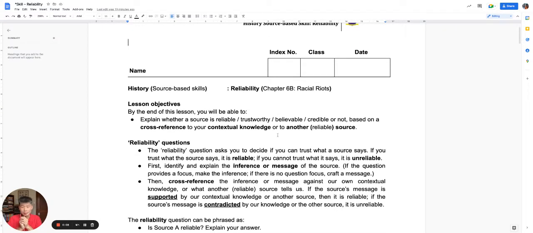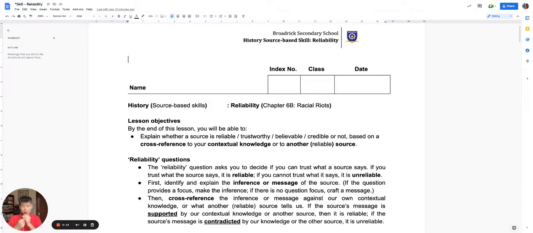Before I proceed, please make sure to have this worksheet on reliability with you. And at any point, you may speed up, slow down, or pause the video in order to suit your learning pace.